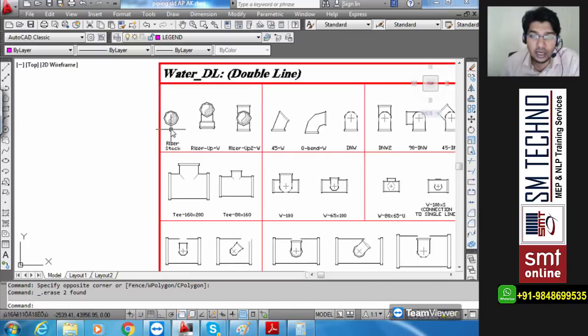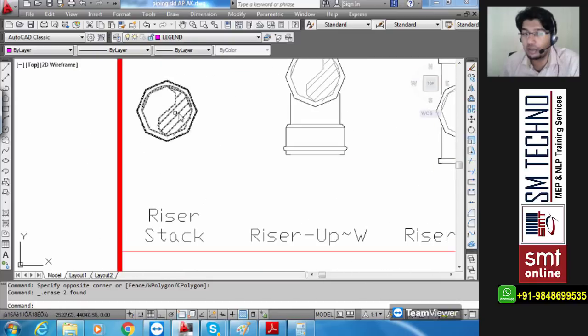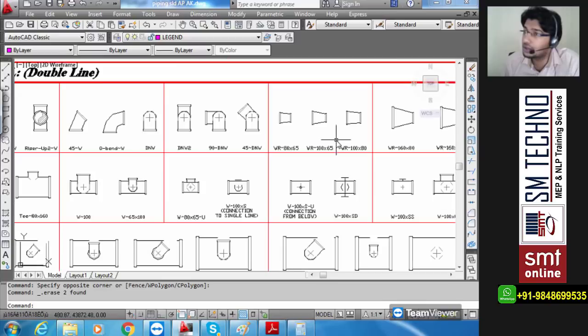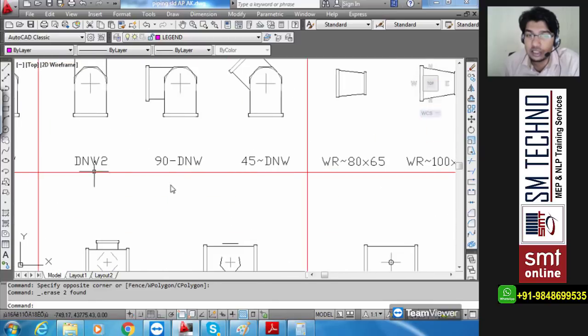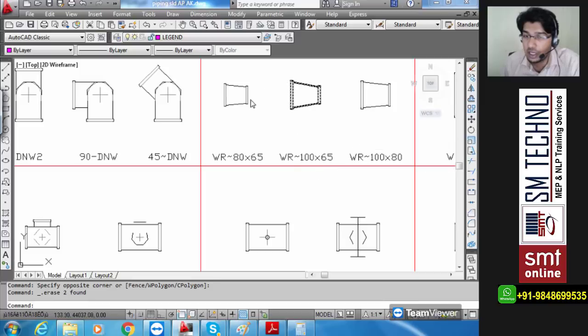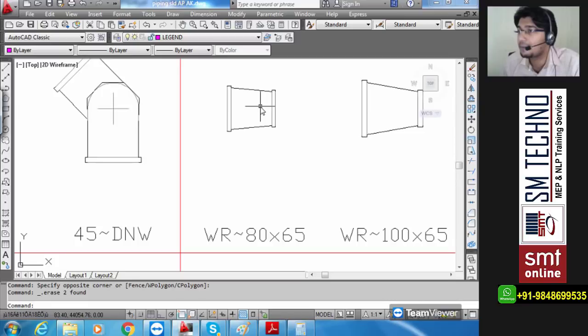This is your riser stack, or the opening of the pipe, and how it is going to look from the interior. After the hatching, it looks like this. You have different kinds of reducers. You can see each and everything is mentioned with a size. Now for the diffusers, this is 80 by 65. Which is 80, which is 65? The mouth end is 80 and the other end is 65. That looks smaller.